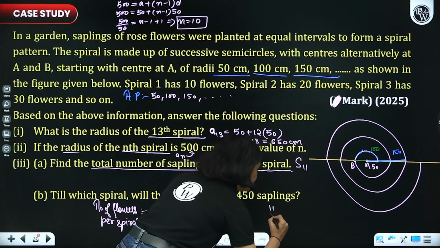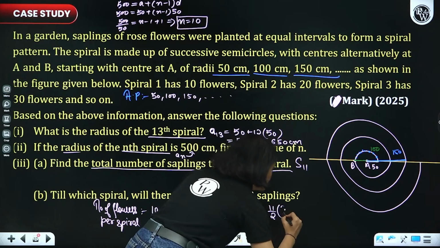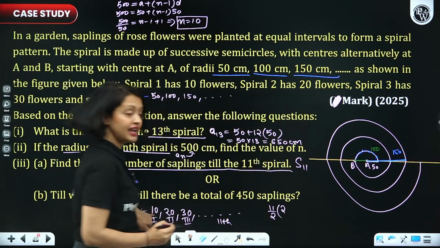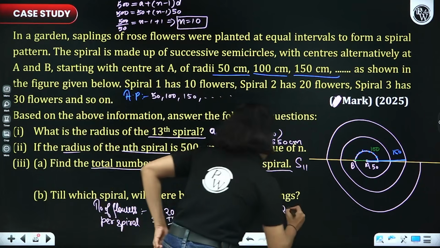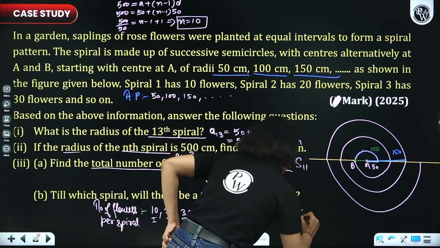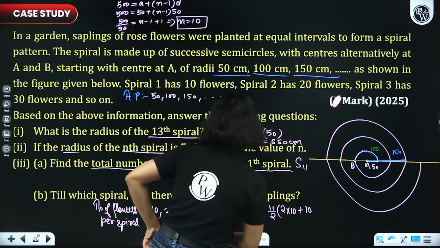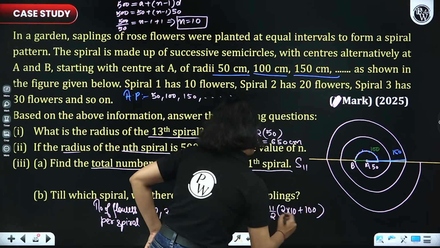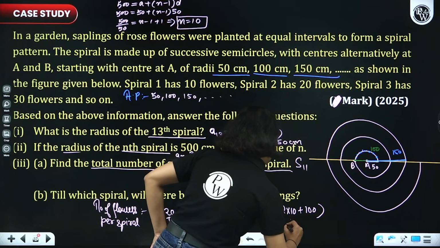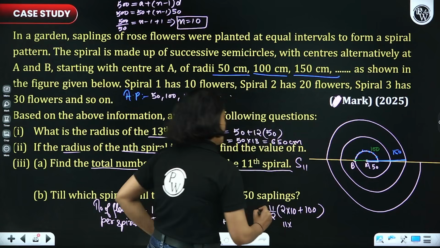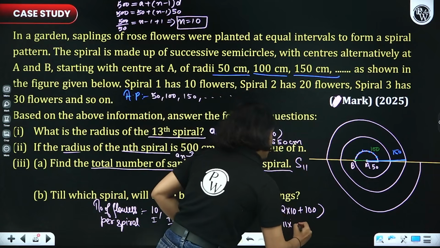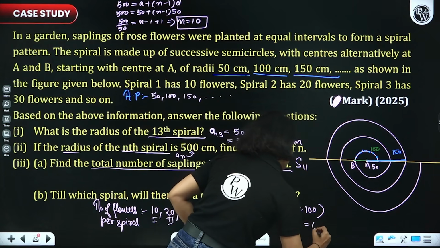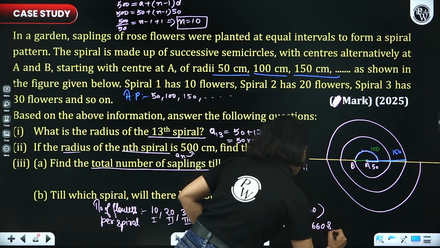So, we'll have 11 by 2, 2A. A is what, everyone? A is 10. I'm just putting the values directly. So, 2 into 10 plus 10D. D is what? Again, D is 10. So 100. Okay? So now we'll have 11 into 120 by 2. So 11 into 60, that is 660 saplings.